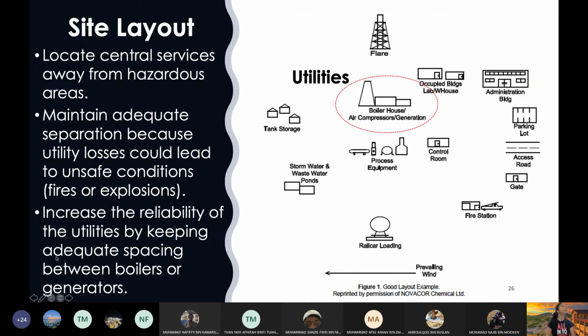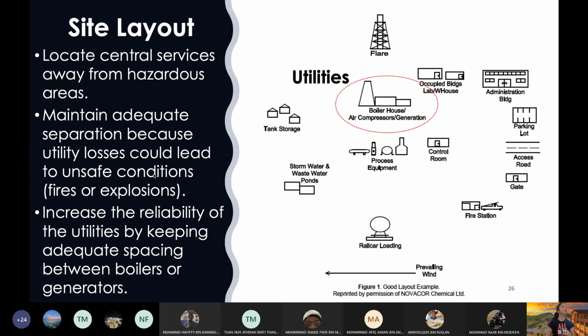Okay, next, maintain adequate separation because utility loss could lead to unsafe condition. So utility ni kamu ada steam lah, compressed steam, kamu ada hot water, you have boiler, especially boiler. So make sure they are placed a sufficient distance apart. Sebab kalau any fire or explosion, it will cause a major catastrophe. Sebab utilities ni is one of the major risks in a chemical plant.